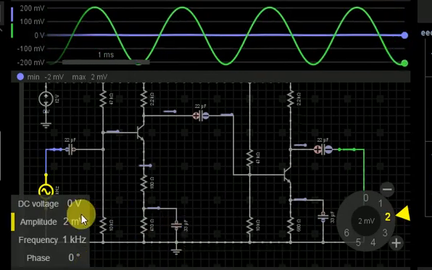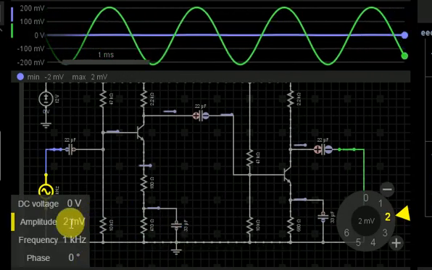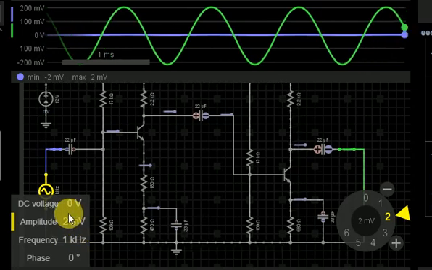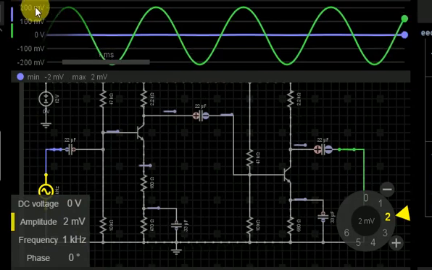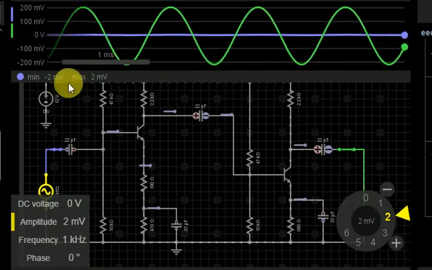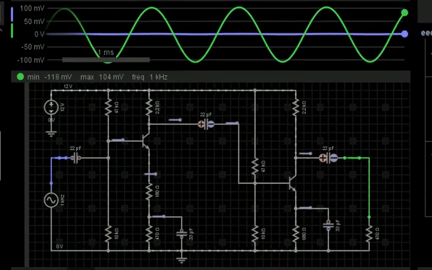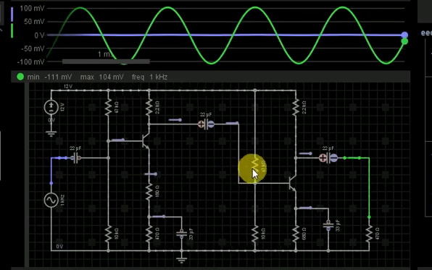Now we set the input voltage source to an amplitude of 2 millivolt. Now we are getting an output of 200 millivolt, that is, the gain is 100 again. Now we have seen how this amplifier actually works.